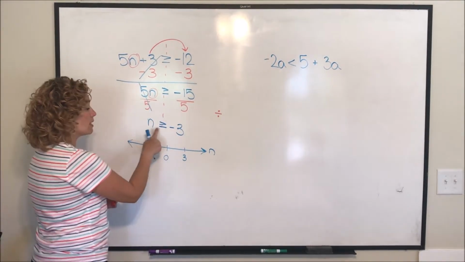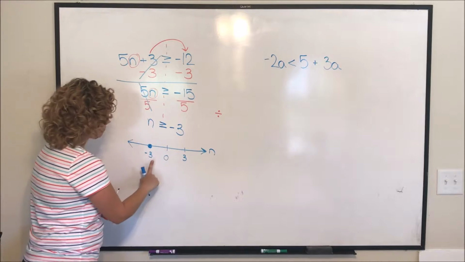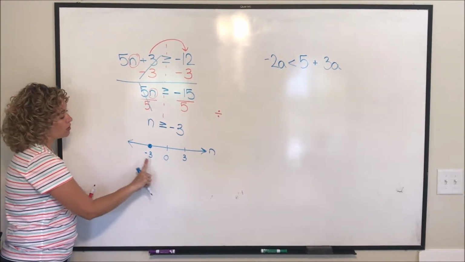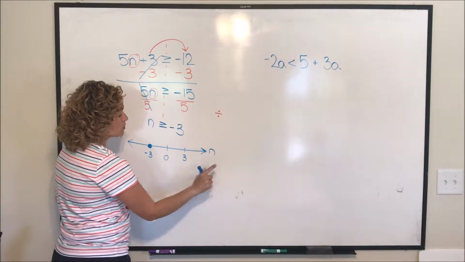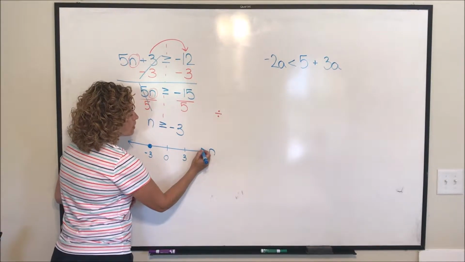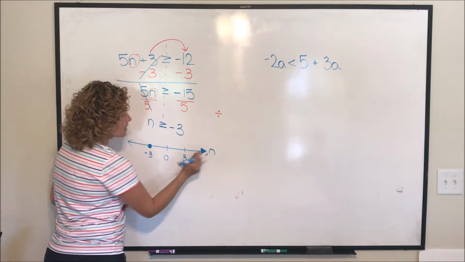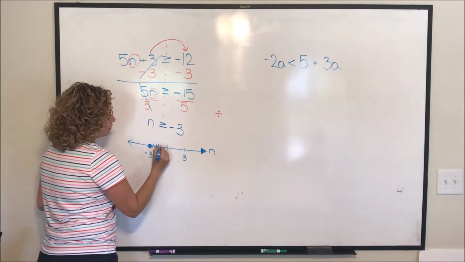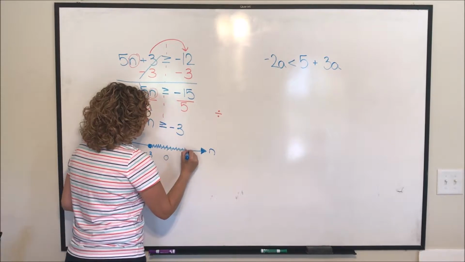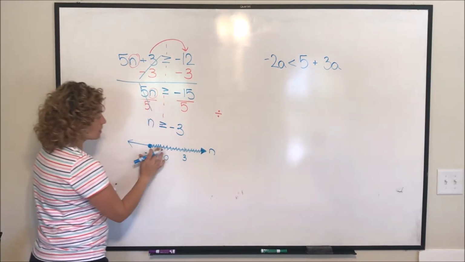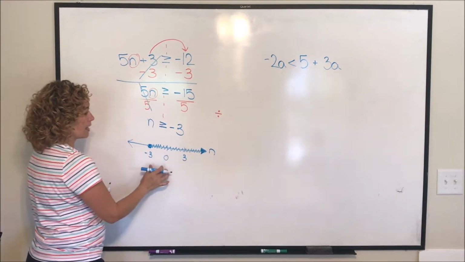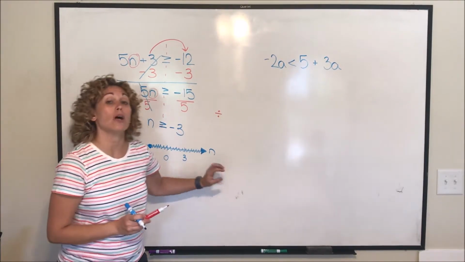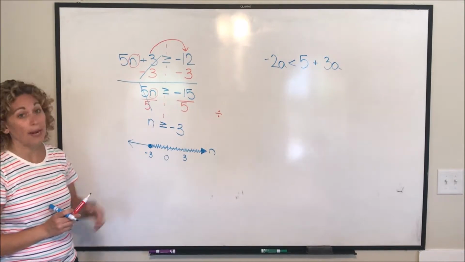Now, n is bigger than negative 3. If you move to the left, you would be getting smaller. So instead, you're going to move to the right. You're going to color in your arrow because it does continue, it does not stop. And we're going to color in the number line because every single one of these pieces is an answer for n. So all of these are the solution set for n.